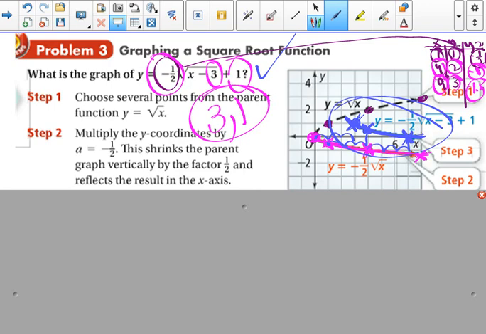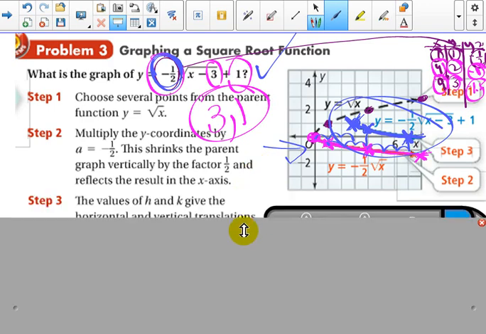Okay, so graph your parent, get your anchor points, apply your a and sign to your y value for your new y value, plot those points, and get your shrink or your stretch. That was my bottom line right there. Then apply your horizontal and vertical movements to all the anchor points on that, and graph your new line. That's all there is to it.